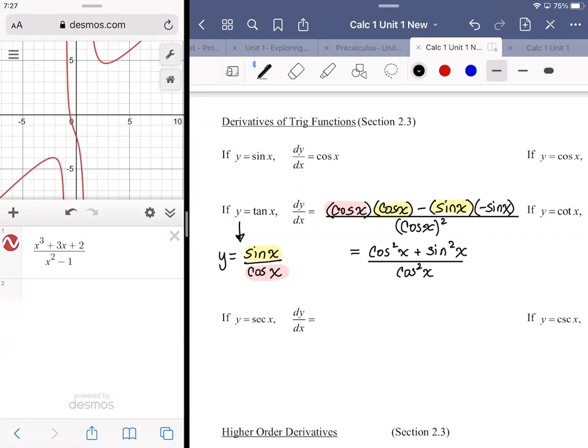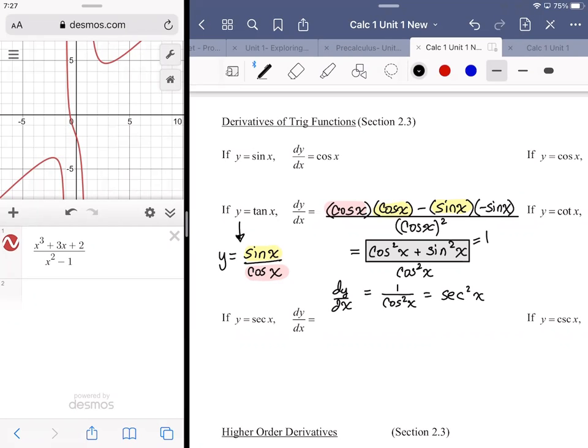Cosine squared plus sine squared, that's the Pythagorean identity, all the way back to algebra 2 or college algebra. That's equal to 1. So we're looking at 1 over cosine squared x, which is the same as saying the reciprocal of cosine is secant, so secant squared x. So when we have the function y equals tangent of x, the derivative dy dx would be equal to secant squared of x.